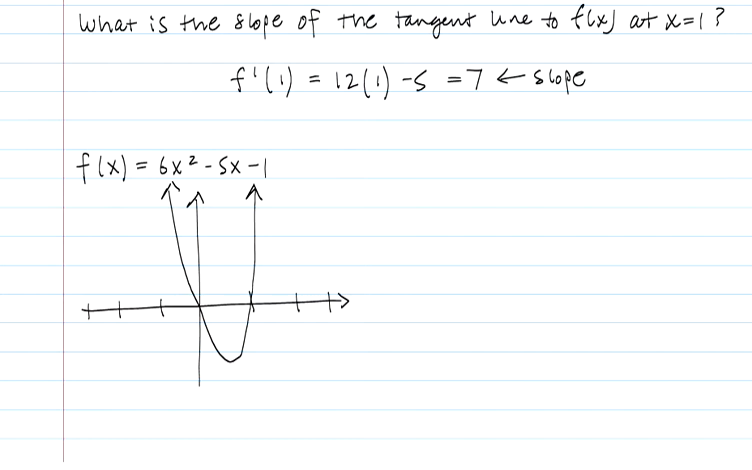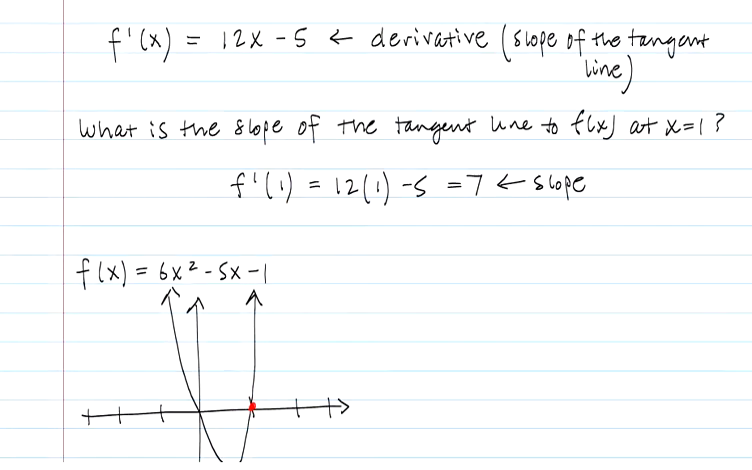So what we've found here is, here's x equals 1, and essentially what we have found is that if we wanted to find the slope of the tangent line at any point on this curve, whether it was here, or here, or down here, we could plug in that given x value and find the slope of that tangent line.